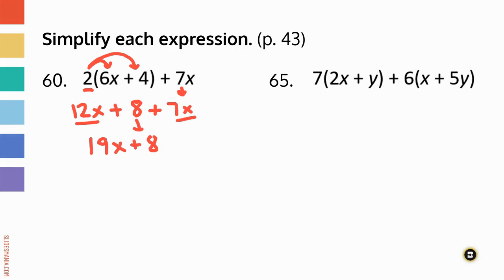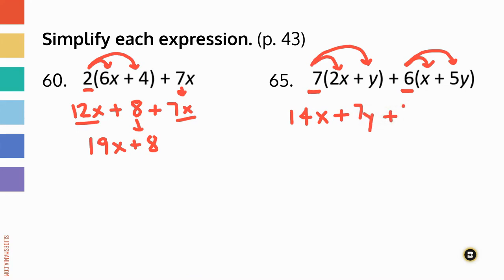Okay, number 65. So now we have 2 sets of parentheses, which means we have to distribute twice. So we're going to distribute 7 to the first set of parentheses, so 7 times 2x and 7 times y. And then we're going to distribute 6 to the second, so 6 times x and 6 times 5y. Okay, so we're going to do 7 times 2x, which is 14x. 7 times y is plus 7y. And then we have 6 times x, which is plus 6x. And then 6 times 5y is plus 30y.